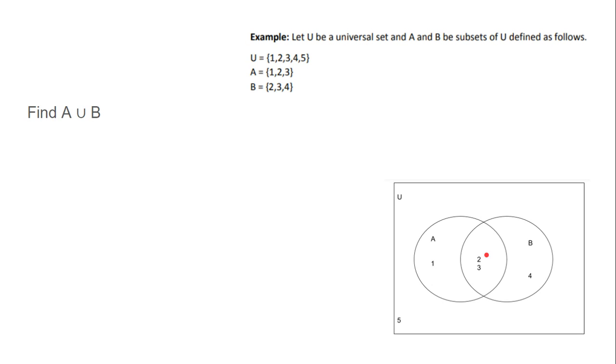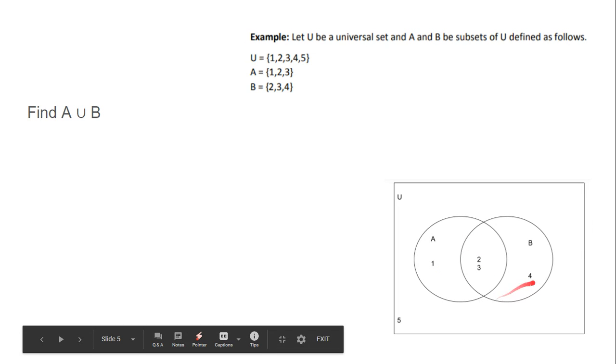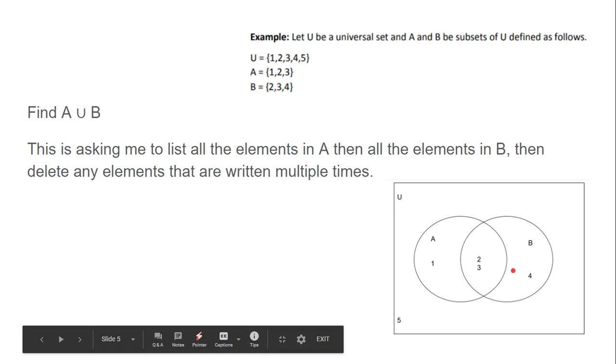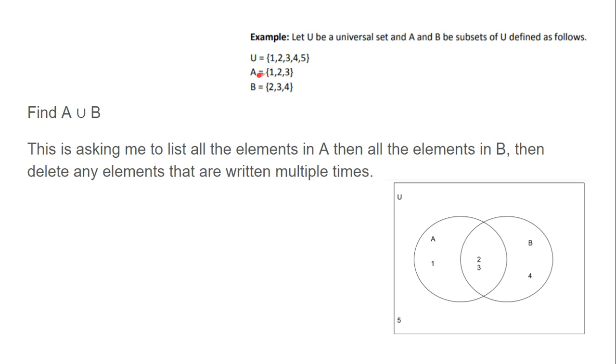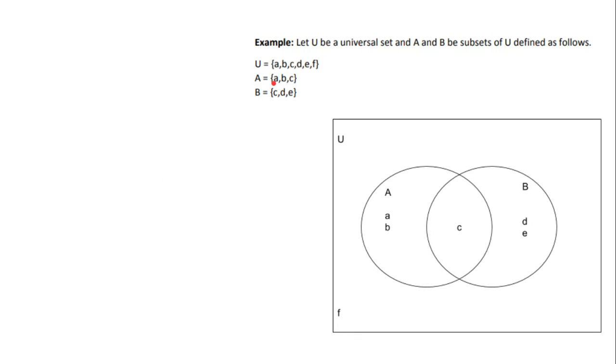Okay. Now, if I want to find that union, I'm looking for all the things that are inside of both of these circles in A and B. So now looking at it, I could just see 1, 2, 3, 4. Okay. And that would be my solution. Make sure you're always deleting all the things that are repeated twice. So if you want to just list them, 1, 2, 3, 2, 3, 4, you'd have two 2s and two 3s, and you don't need to write that. So you would have to take that out.